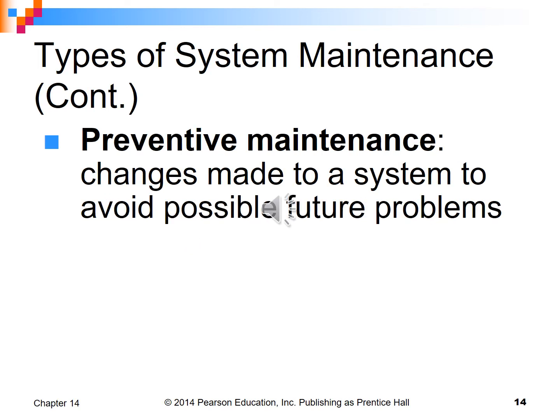Preventive maintenance is changes made to a system to avoid possible future problems. It is regularly performed on a piece of equipment or a piece of the system to lessen the likelihood of that system failing. It is performed while the system is working. The system is working now, but we are worried it will break in the future. So we fix it to prevent an unexpected breakdown.